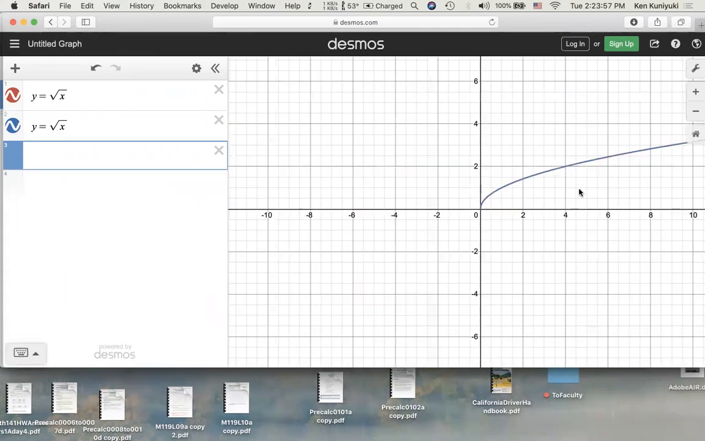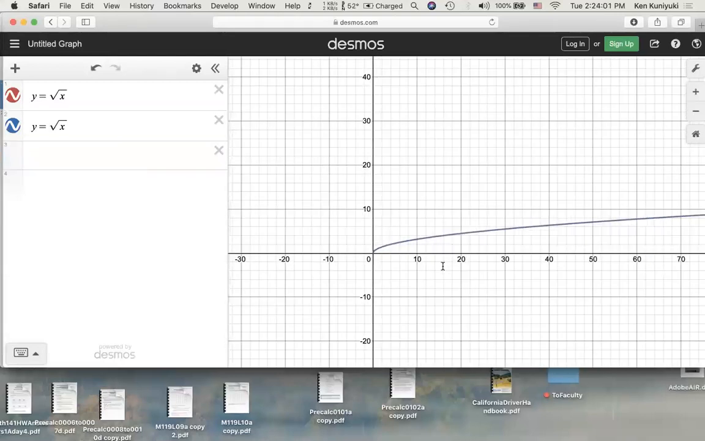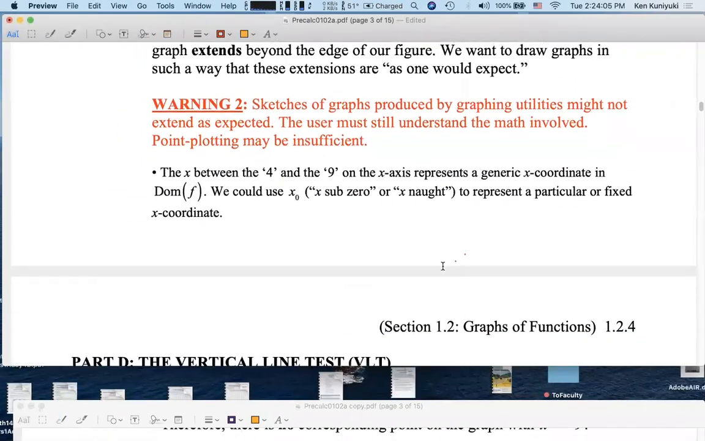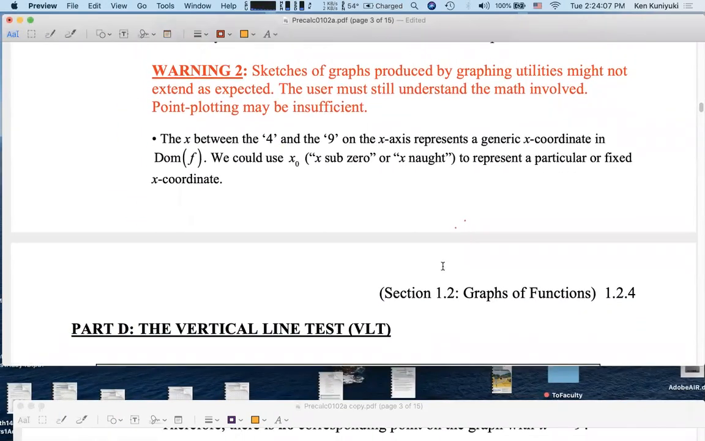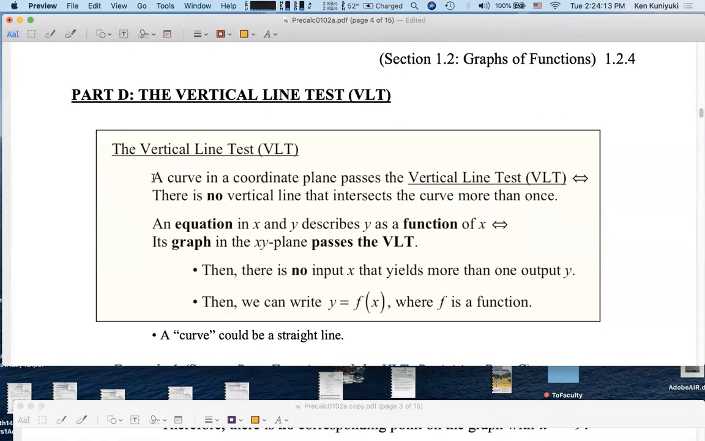But how do we know that this graph, I'll zoom out, represents y as a function of x? It's because it passes the vertical line test, the VLT, not BLT, VLT. So what does the vertical line test say? A graph or a curve in the xy plane passes the vertical line test, the VLT, if and only if there is no vertical line that intersects the graph more than once.